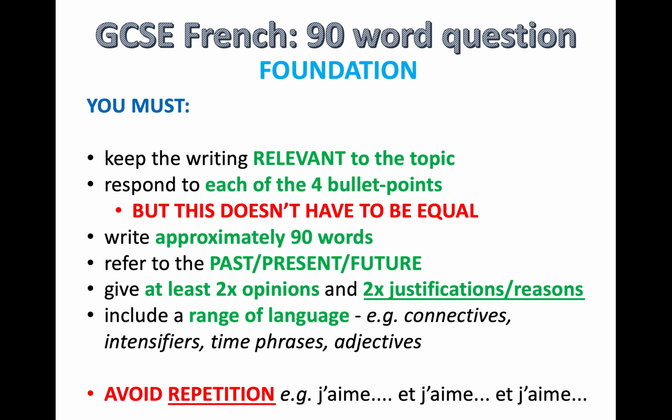If you're finding you're writing j'aime, et j'aime, et j'aime all the time in your writing, it's very unlikely that it's going to be relevant, and it's very unlikely that it's going to be responding to each of the 4 bullet points. Plus, an examiner wants to give you credit for showing you can use a range of language in French, so using j'aime all the time doesn't necessarily meet that criteria. If you want to give another positive opinion, you might want to say j'adore or je me passionne pour. Use something original, something different. Try to avoid repetition where you can.